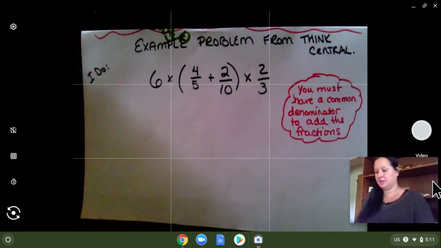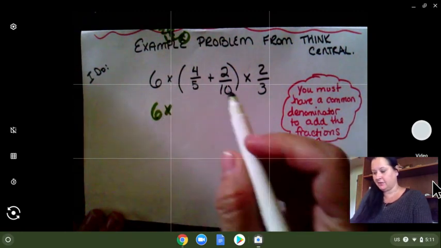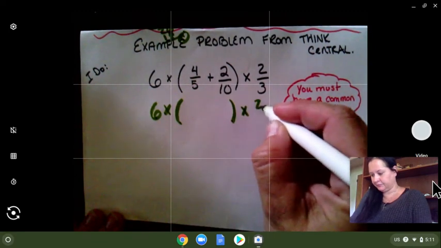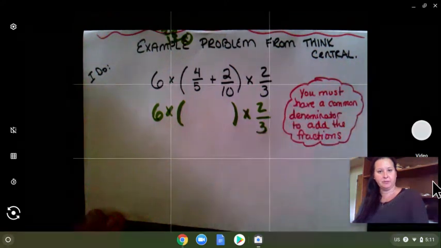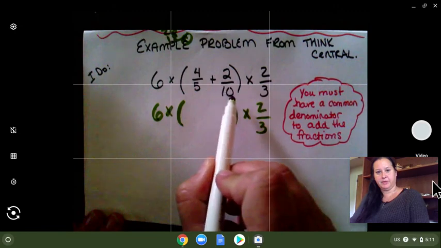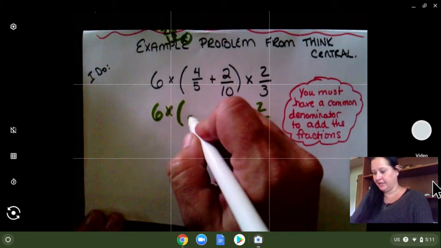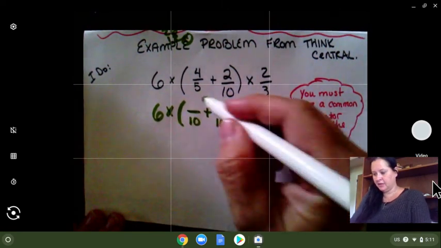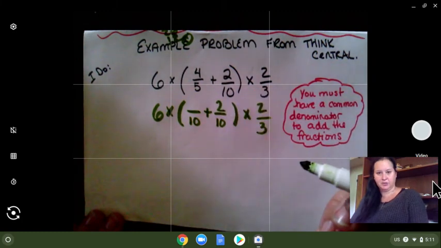So on the first row underneath this, I want you to copy everything down the same except for what's inside the parentheses. Notice that I keep everything in order, just like we did with order of operations. Next, I look for a common denominator between these two. If I count by fives, I can reach 10, right? So we could have 10 as our common denominator. This one would just stay the same because it's already tenths, so you just keep it 2/10.